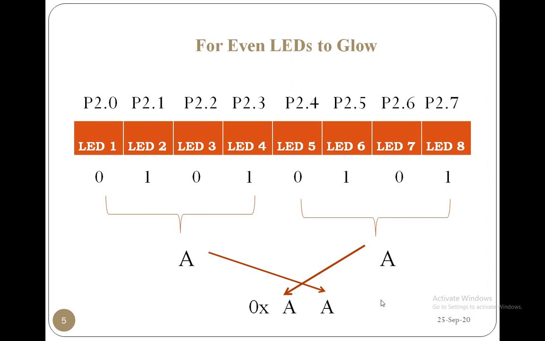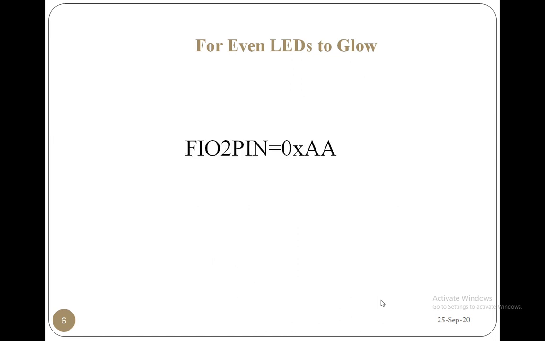Now how do we specify this pattern from the processor to the LEDs? By using one register, in which this data is going to be stored. FIO2PIN means fast input output pins data, right? To the second port pins, we are giving the data 0xAA. What is the data I am giving? 0xAA to P0 to P7. Why? Because I want to activate the even LEDs. So this is the data I am giving through the FIO2PIN register.